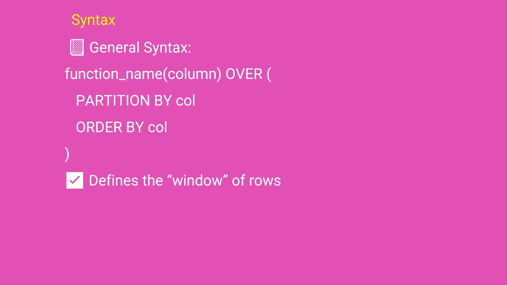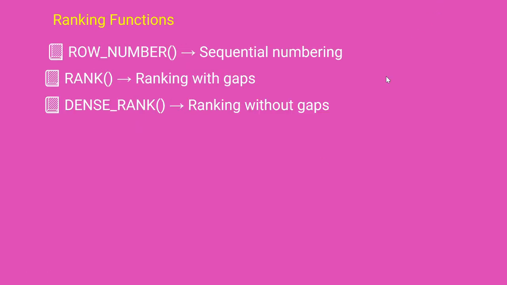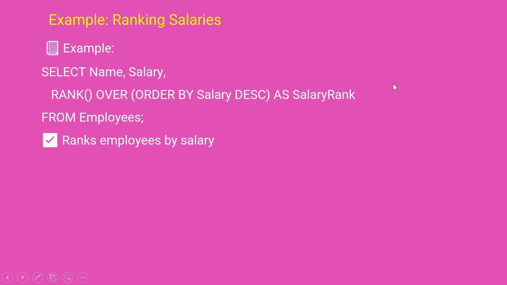Window functions use the over clause. You can partition rows into groups and order them to define the window. Ranking functions assign numbers to rows. Row number gives sequential numbers, rank allows gaps, and dense rank avoids gaps. Here is an example: ranking employees by salary using rank with the order by salary descending.